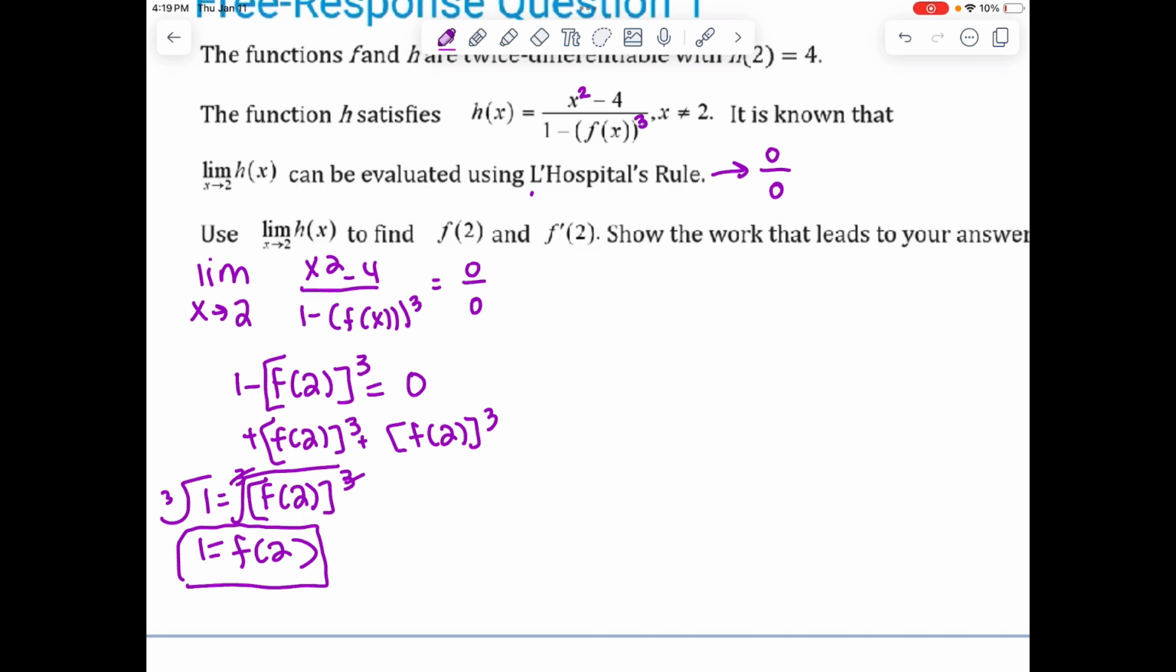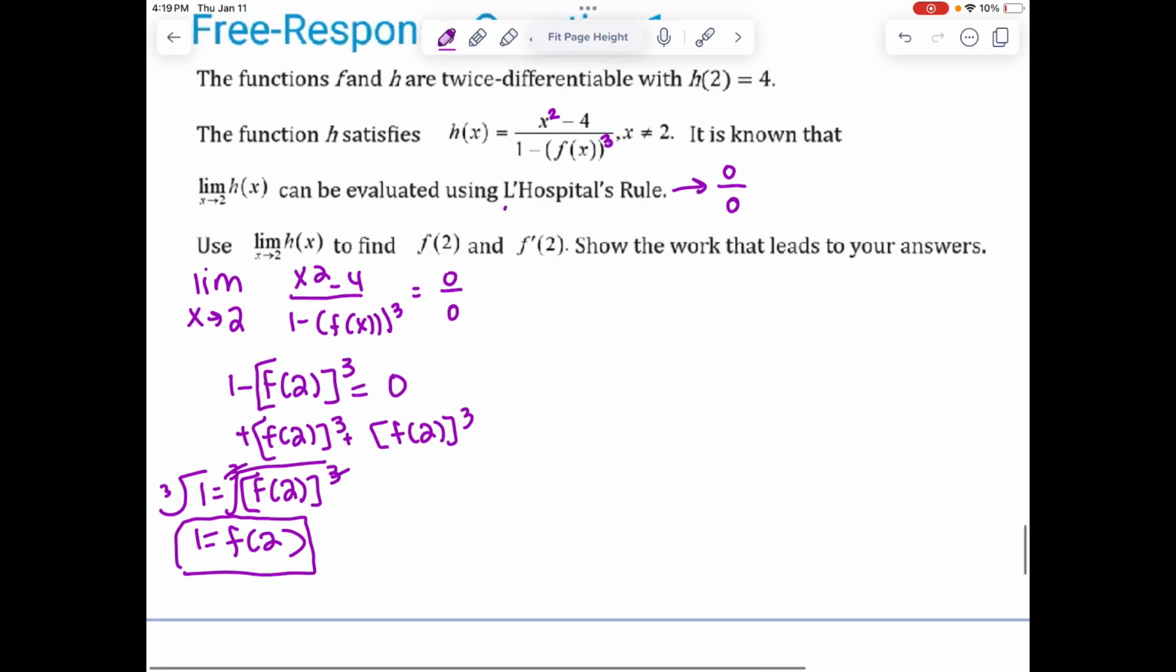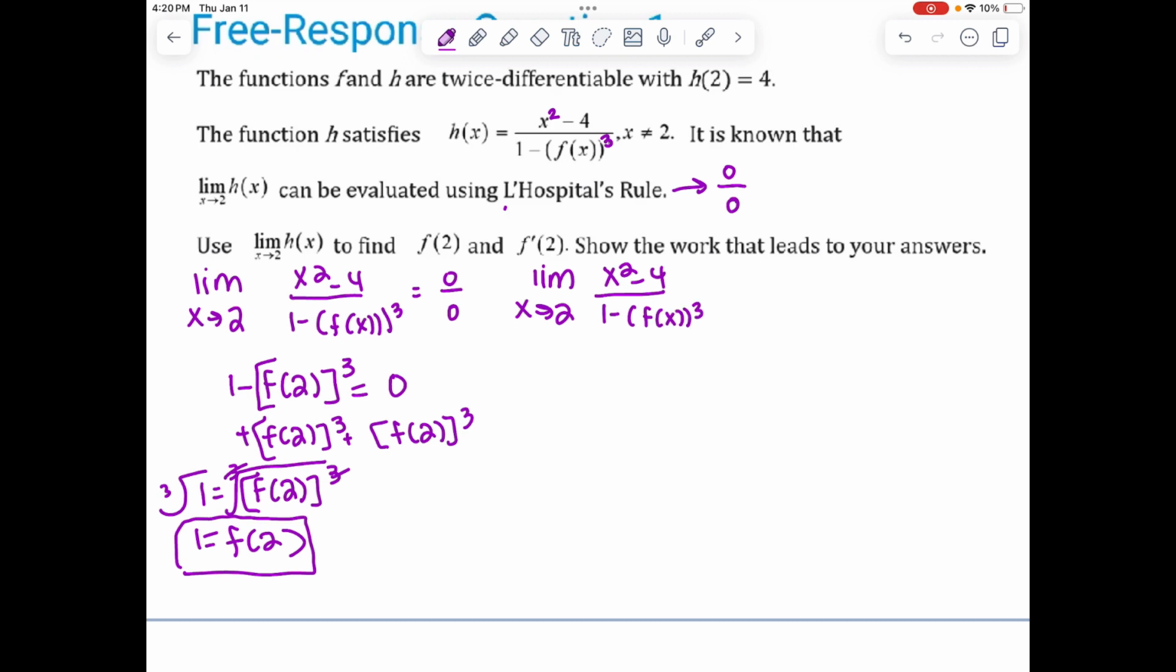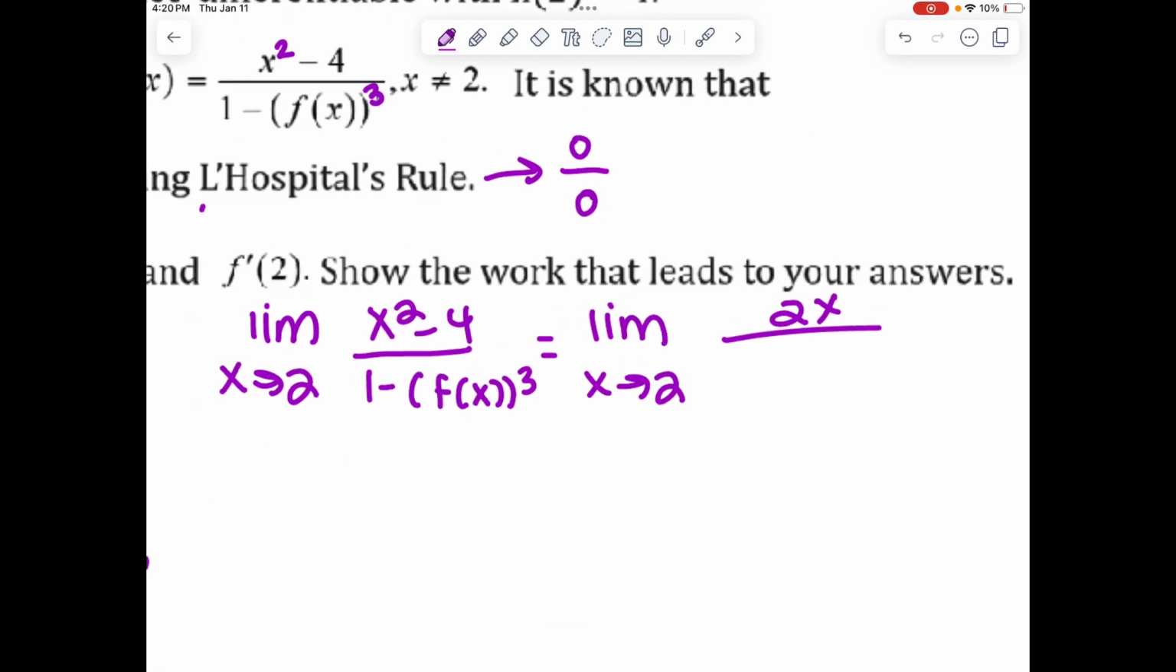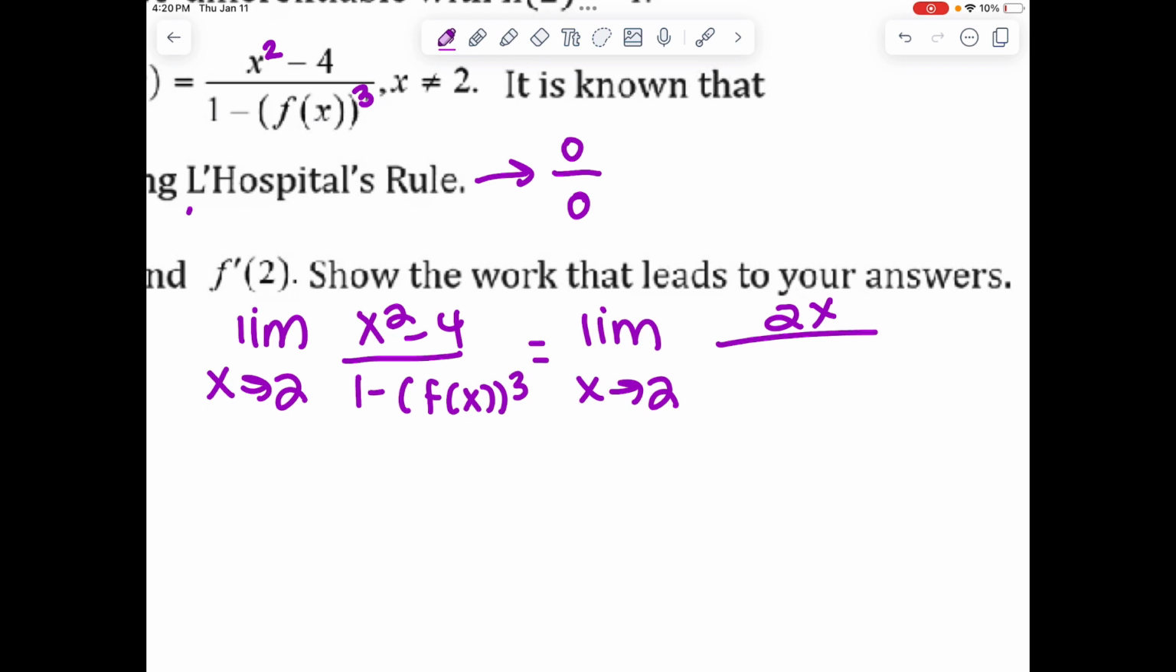Now we have to find f prime of 2. And I don't have any derivatives here, so that means I probably need to take some derivatives. And using L'Hopital's rule, I know, based on everything I've learned, that the limit of this at 2 is equal to the derivative of the numerator over the derivative of the denominator at 2. So that's what I'm going to do next. I'm going to take the limit of the numerator. And so the two functions aren't equal, but their limits are equal. So the derivative of the numerator would be 2x. And the derivative of the denominator, the derivative of 1 is gone.